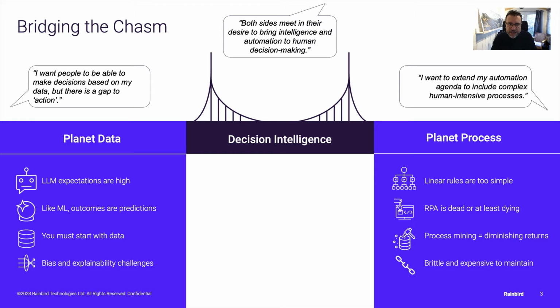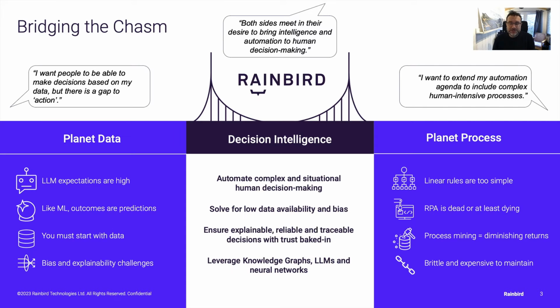Decision intelligence is a gravitational force which is pulling these two planets together. Now we're using decision intelligence to automate complex, situational, human-centric decision making. And we do this by leveraging knowledge graphs, large language models, neural networks. And actually, the technology that underlies what we are is neurosymbolic, which is what I'm going to talk about today.